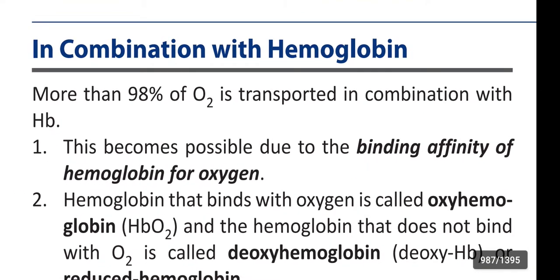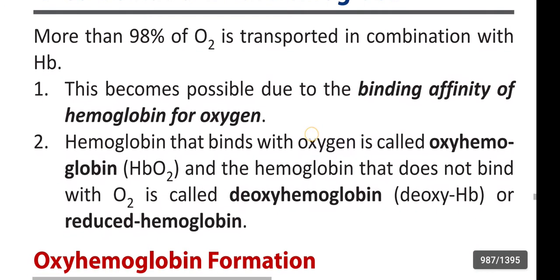More than 98% of oxygen is transported in combination with hemoglobin. This becomes possible due to the binding affinity of hemoglobin for oxygen. Hemoglobin that binds with oxygen is called oxyhemoglobin, and hemoglobin that does not bind with oxygen is called deoxyhemoglobin.